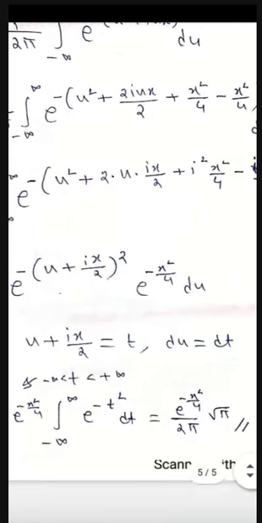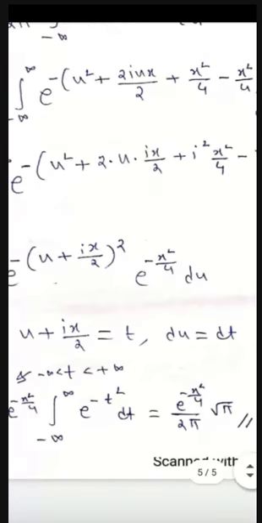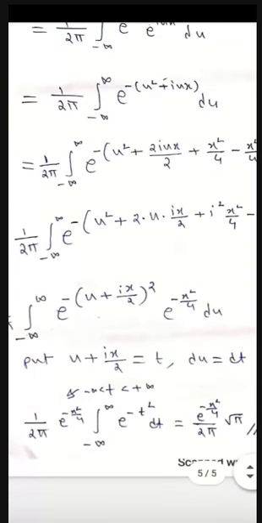You just observe, u is a variable. So u is variable means what? x square by 4 is a constant, e power minus x square by 4 is a constant, so you can take it outside from the integration. So remaining is this one, and this value is nothing but root pi. Integration from minus infinity to plus infinity e power minus t square is nothing but root pi.